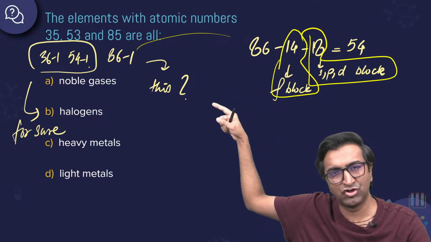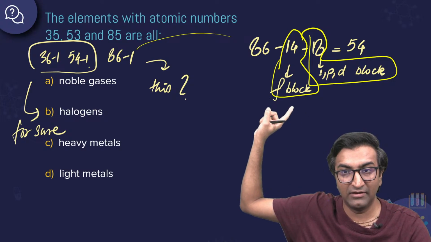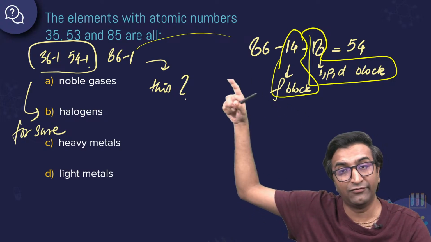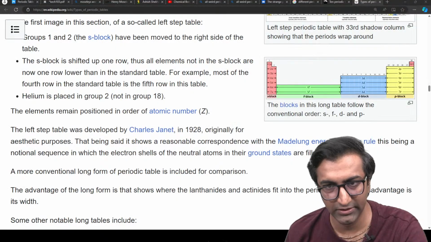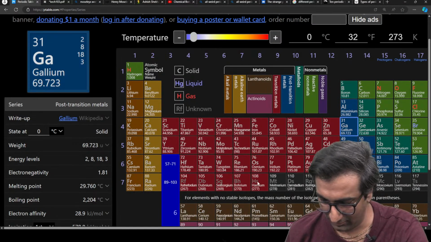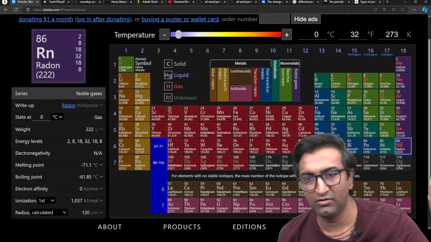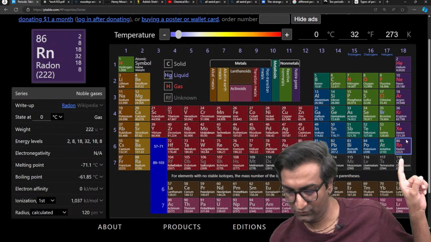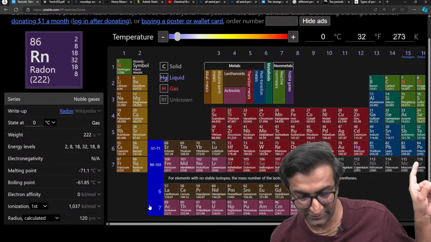But what about the last one? I wasn't sure about the last one. Then I realized कि अच्छा last वाले में you subtract 18 and you subtract 14, then you get 54. Why did I do that? Because on the same awesome periodic table, देखो यहाँ पे 86 is radon, right? Right over here, छोटा सा लिखा है यहाँ पे, उसके ऊपर है xenon, right? Why is there plus 14? Because बीच में transition elements पूरे आ गए.